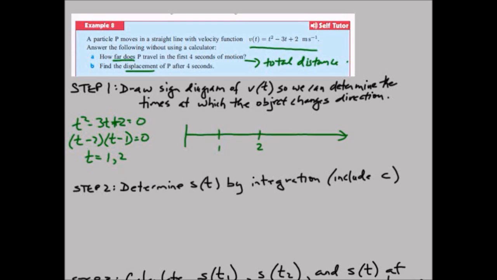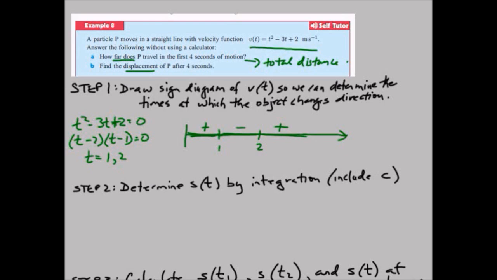This is a quadratic. It opens up, so positive, negative, positive. And remember, if you're not sure about that, try a number in between 0 and 1 and see whether it's positive or negative. Try a number in between 1 and 2, see if it's positive or negative. Try a number bigger than 2 in the function, see if it's positive or negative.